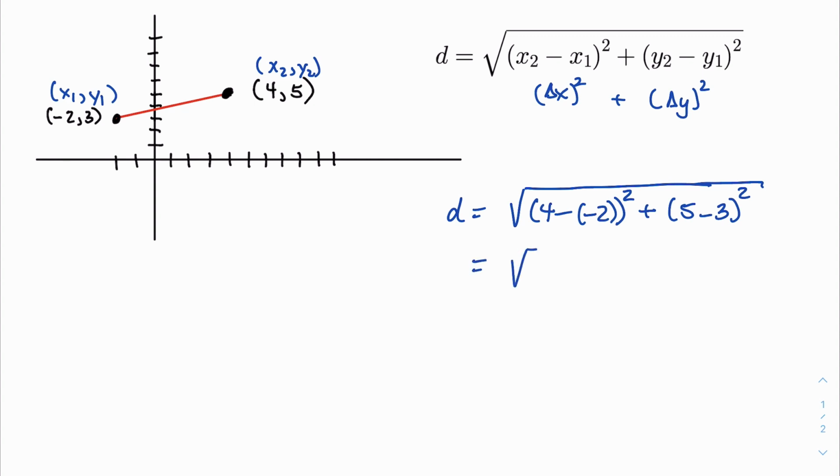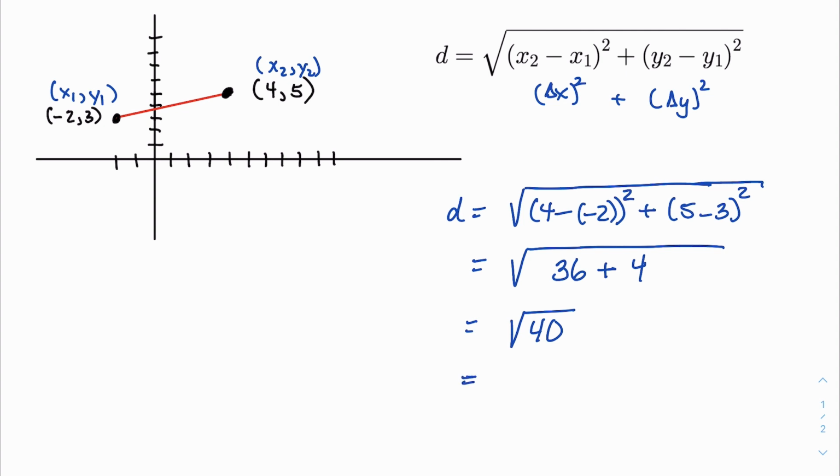So we have the square root of 4 minus -2 is 6, and 6 squared is 36, plus 5 minus 3 is 2, and 2 squared is 4. And now we combine under the radical, so we have the square root of 40. And the exact form of the answer is what we're going to look for.